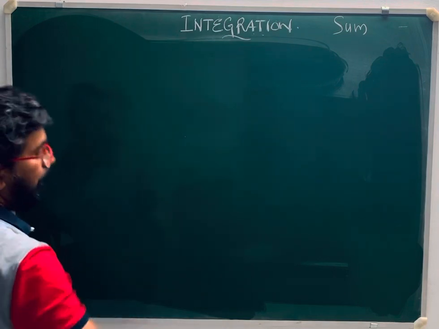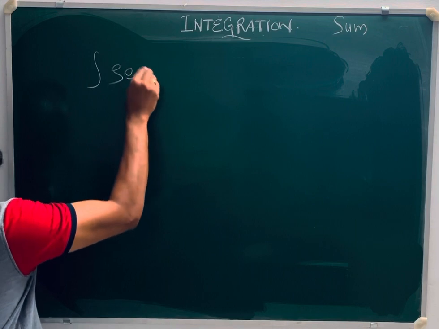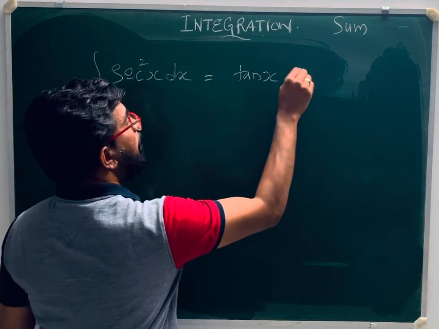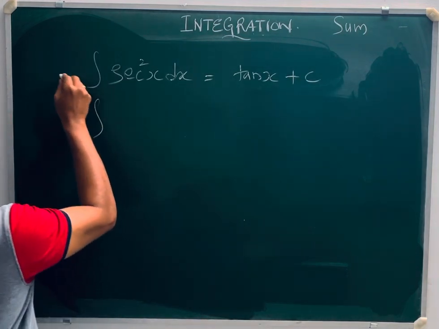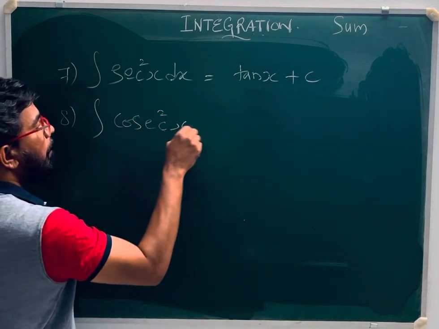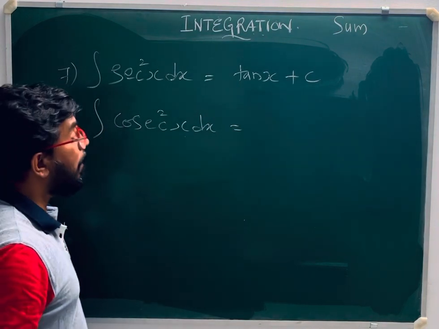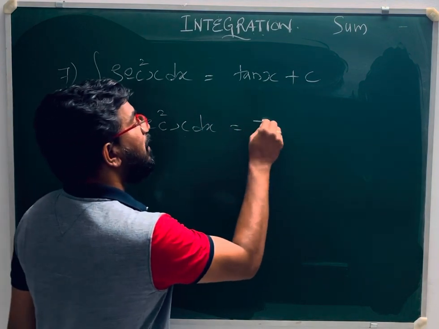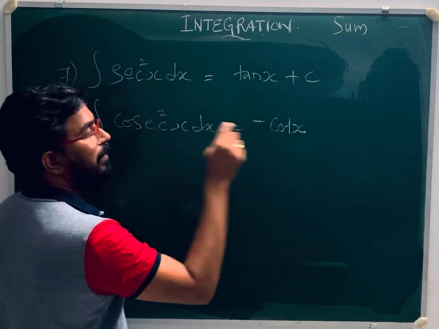So which are they? The first one is integral sec square x dx, which is equal to tan x plus c, because tan x differentiation is sec square x. This we can call the 7th one, and the 8th one is integral cosec square x. What is the difference? What function when you differentiate you get cosec square? Actually when you differentiate cot x, you will get a minus cosec square. To manage that minus, let me put minus cot x. So you will get minus minus, it will be plus c.